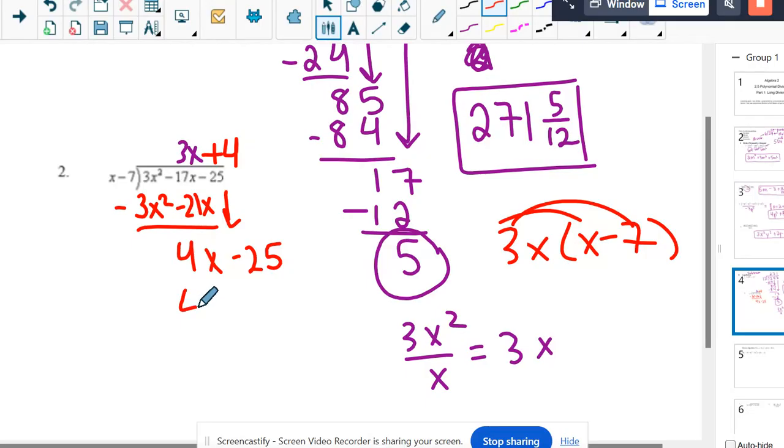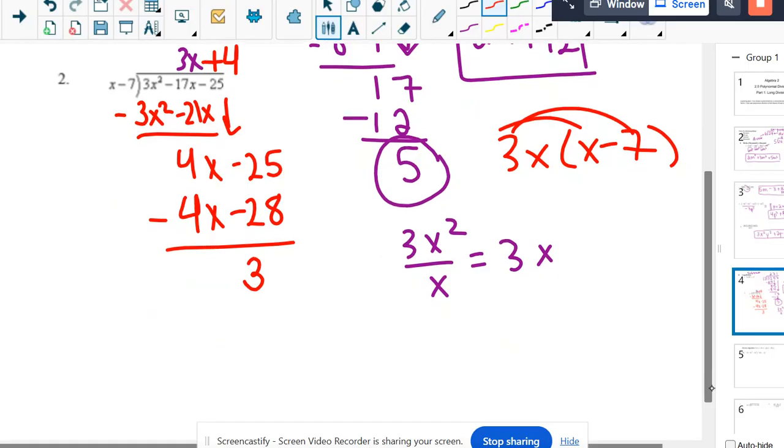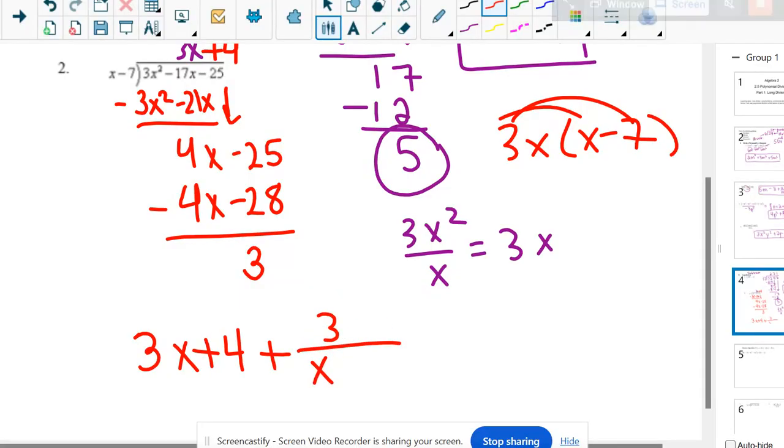So that would be 4x minus 28. Once again, your first terms should cancel out, and then you will just get 28 minus negative 25, minus negative 28, which is 3. So the answer is 3x plus 4, but we have a remainder. So we have to write that as plus 3 divided by the divisor x minus 7.